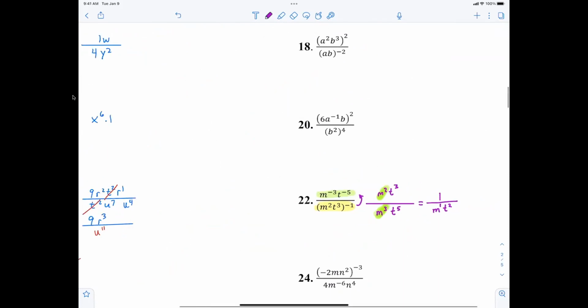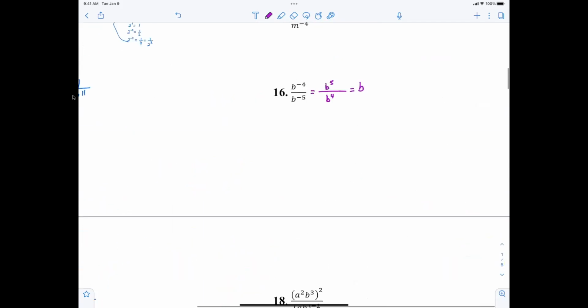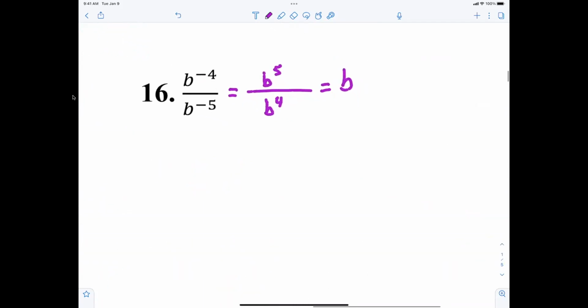On 16. All right, let's look at 16 and see where you're mistaken. They're both negative exponents, so I switched them. You may have added them. I didn't. b to the fifth and b to the fourth reduces to b to the first. Correct? It's not b to the ninth. b to the ninth would be b to the fifth times b to the fourth.